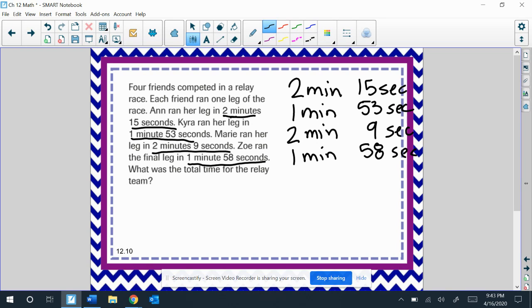If you turn them all into seconds, then that would be fine. You would not have to worry about a base, but I'm not going to do that. I'm going to add them all up just like this. Okay, so 15 plus 53, 9, and 58. Okay, well, 5 plus 3 is 8. 8, 9, 10, 11, 12, 13, 14, 15, 16, 17, 18, 19, 20, 21, 22, 23, 24, 25.